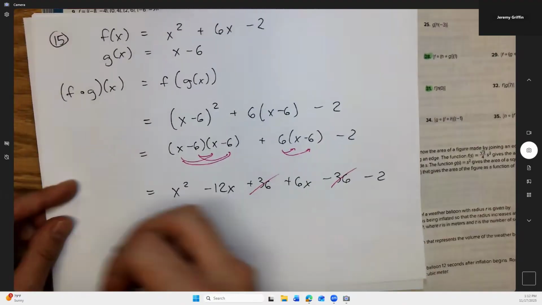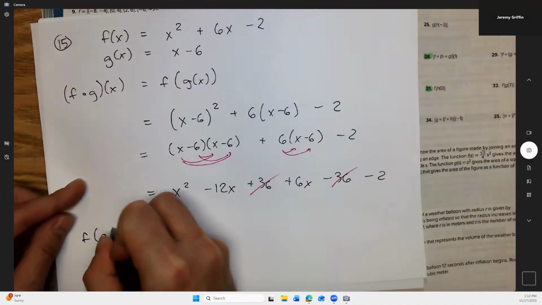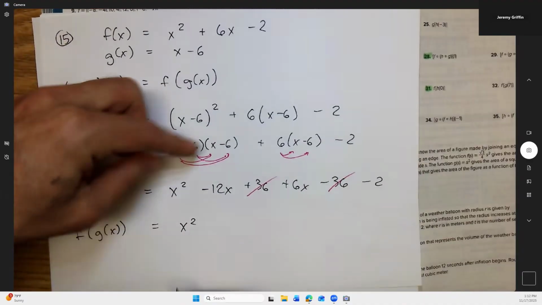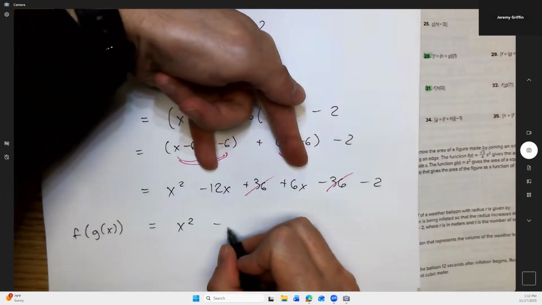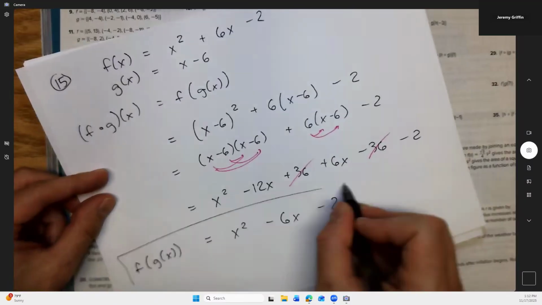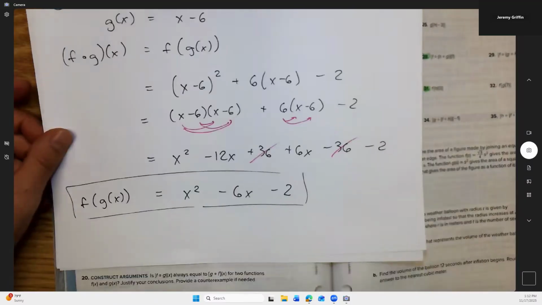So that would be, yeah, this is f of g of x. I got an x squared, and an overall of minus 6x minus 2. That'd be that. Right. How about domain and range?